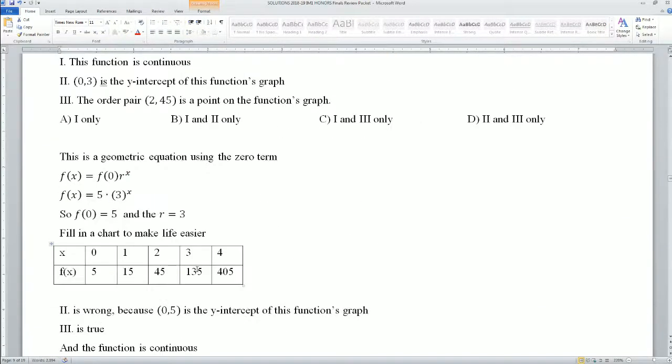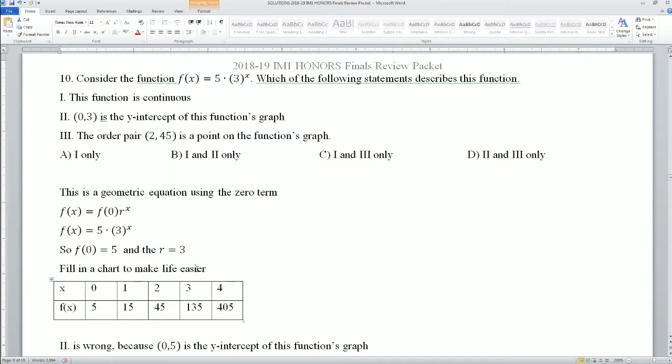And wait, was that it? Yep, that is number 10. The next part, I will be covering the rest. Okay? All right.